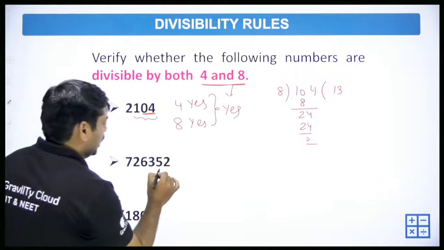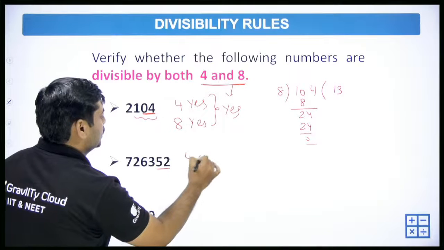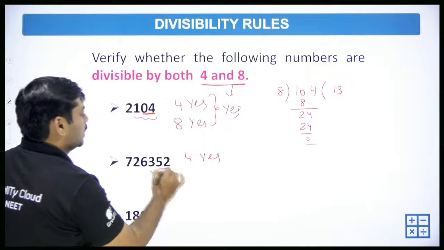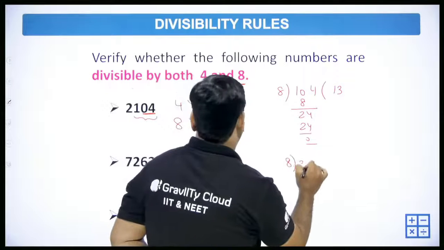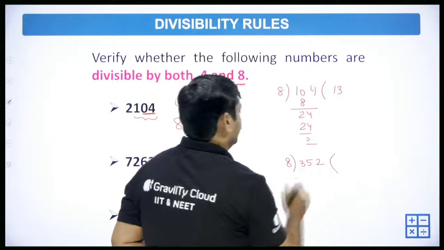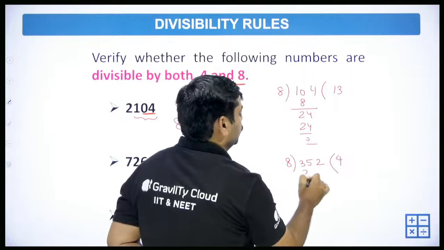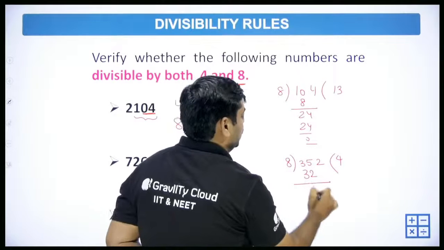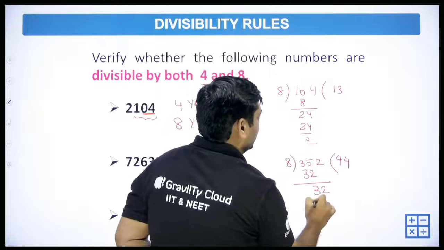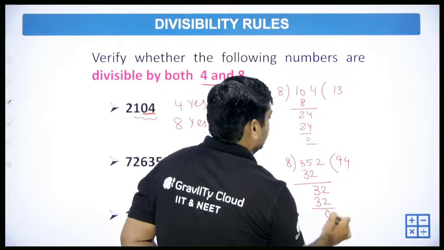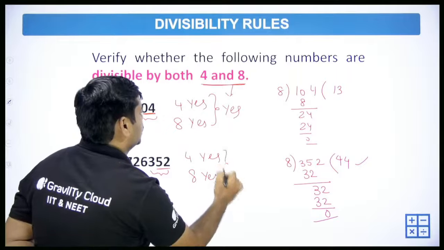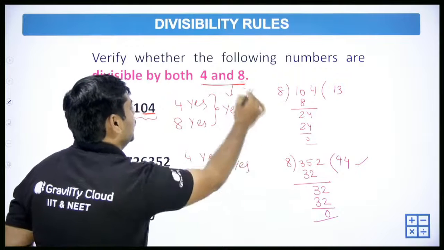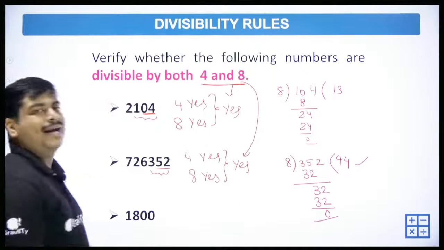Last 2 digits, are they divisible by 4? Yes. The last 3 digits, are they divisible by 8? Let us try to find that. 8 and 352. 8 fours are 32. And this is 3, this is 2. 8 fours are again 32. So yes, it is divisible. With 8 also it is yes. And you can say that it is divisible by both 4 and 8.